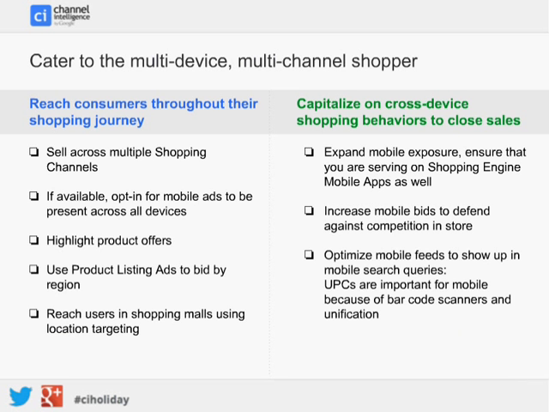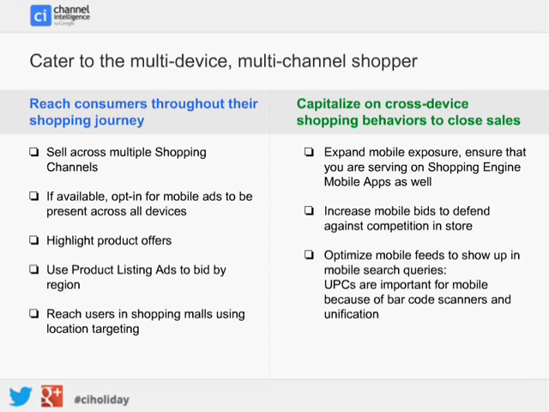One feature that's really interesting, I think, is proximity bidding. Proximity bidding allows specific location extensions to automatically trigger within a defined proximity of your store location, if you have physical stores, so that you can increase your mobile PLA bids to defend against competition.